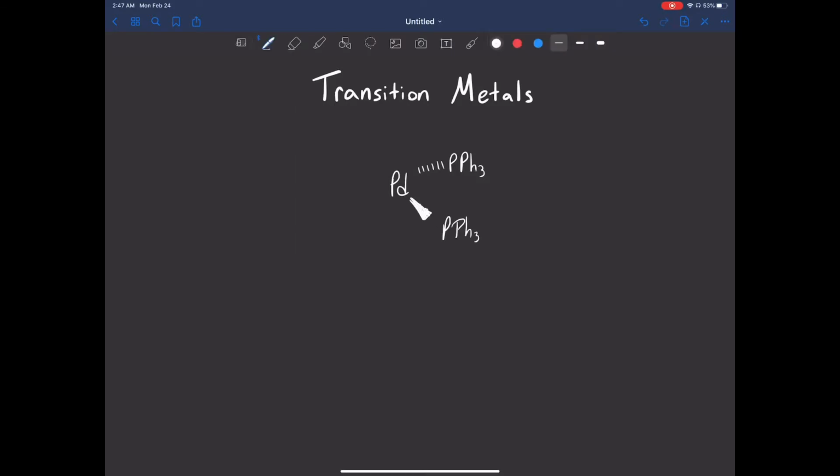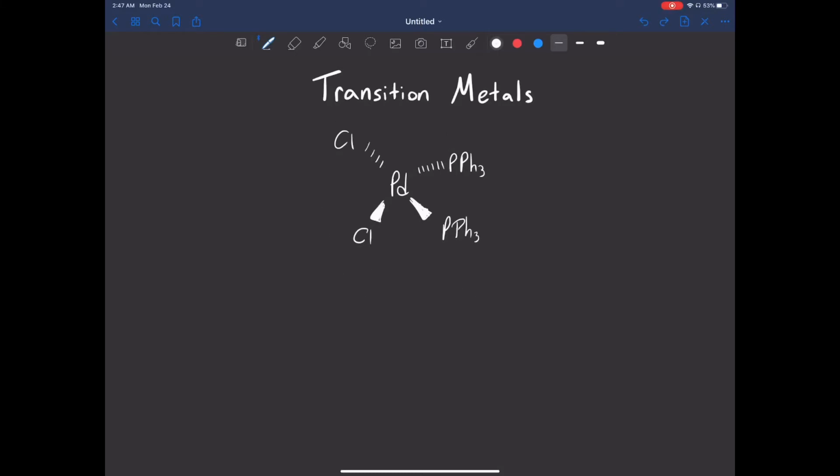So we have 2 ligands so far, and these are both the same, PPh3. That's a phosphorus with 3 phenyl groups, and a phenyl is essentially just a benzene. And we have chlorine now. So here are our 4 ligands, all right? 2 of them are the same here and the same over there.